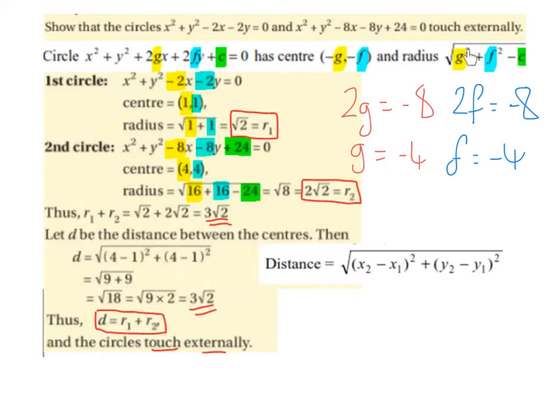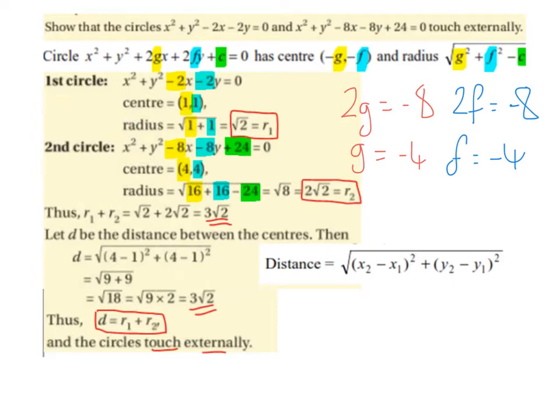Next we're going to find the radius. We're going to use this formula, the square root of g squared plus f squared minus c. So g squared is going to be minus 4 squared, which is 16. f squared is going to be minus 4 squared, which is 16. And minus c is going to be minus 24. So we have root 16 plus 16 minus 24, which gives us root 8, which is 2 root 2. So 2 root 2 is equal to radius 2, the second circle's radius.